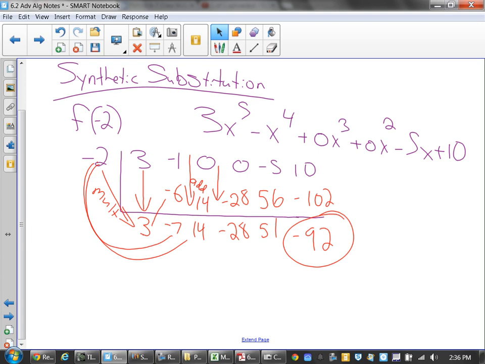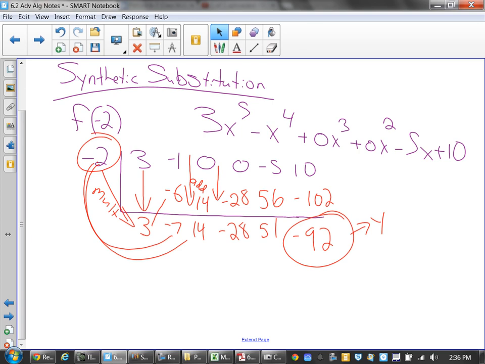It was the first time you've ever done it. Of course, it takes a minute because you didn't know what you were doing. Now you know. And knowing's half the battle. Now, in this case, when you use synthetic substitution, you are substituting a value of x and generating a value of y. You are creating ordered pairs.